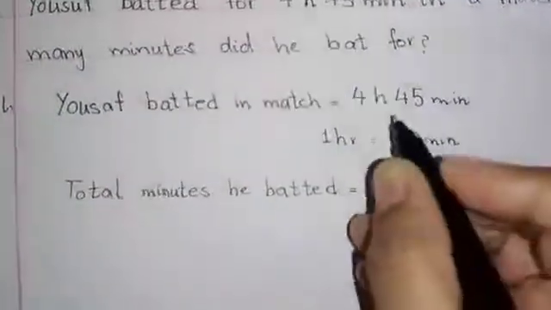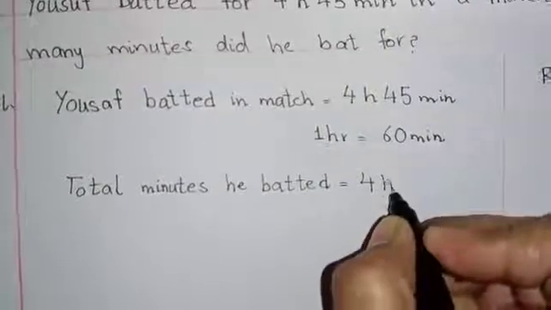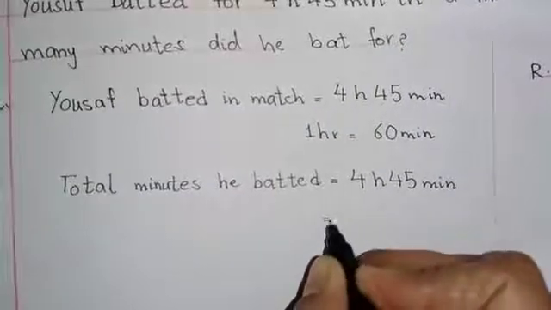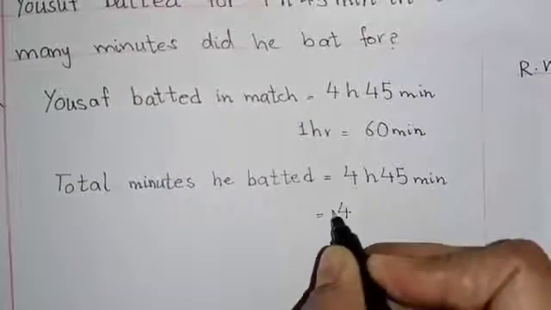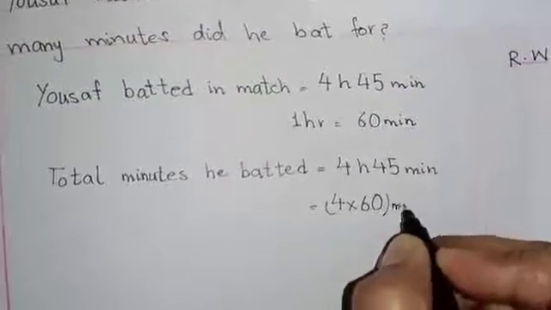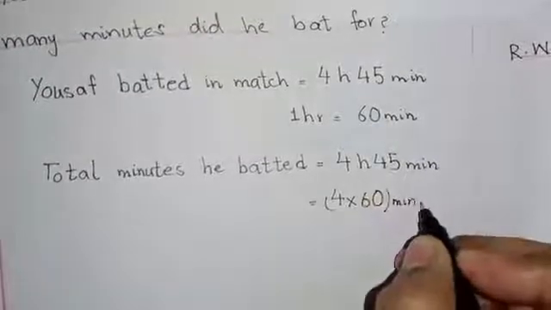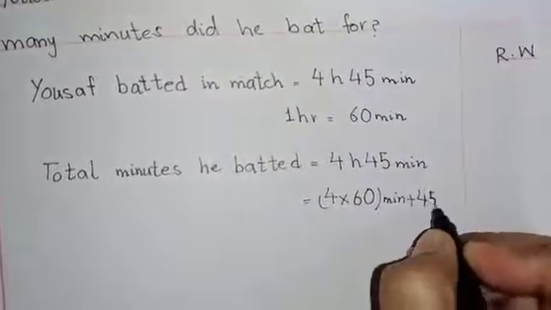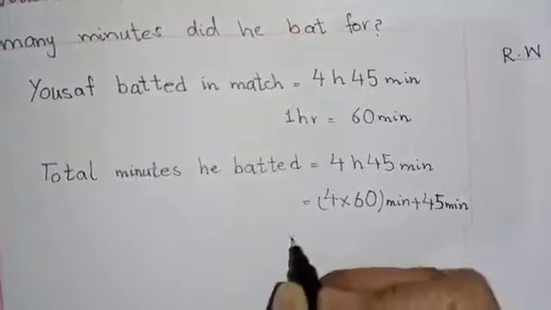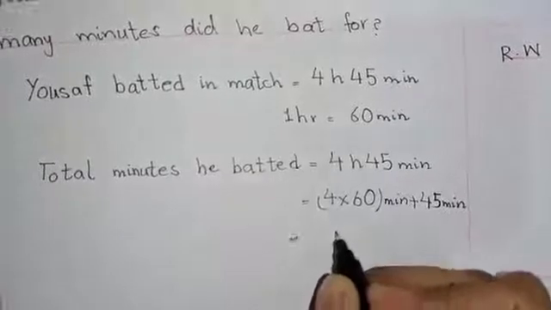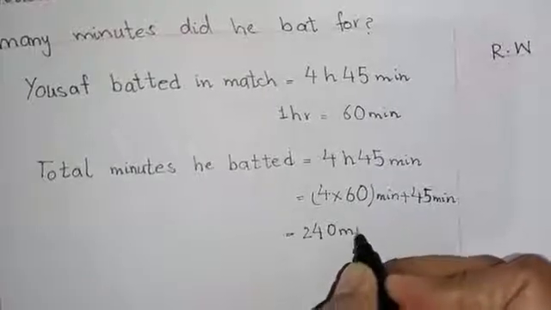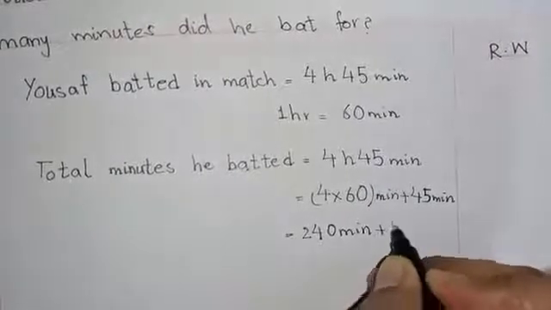That is, first we write here it's 4 hours and 45 minutes. Now we convert hours into minutes, so we write 4 multiplied by 60 because in 1 hour there are 60 minutes. Now plus this 45 minutes. Now look at this. 4 sixes are 24. It's 240 minutes plus 45 minutes.